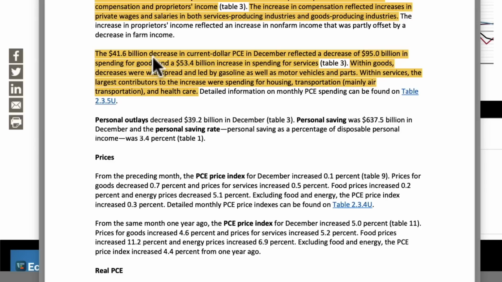But by the time you get to December, it's already turned negative, which I showed you on that chart, that when you get to the end of that chart, it's only like 0.2. Within goods, decreases were widespread and led by gasoline as well as motor vehicles and parts. Within services, the largest contributors to the increase were spending for housing, transportation, mainly air transportation, and healthcare.